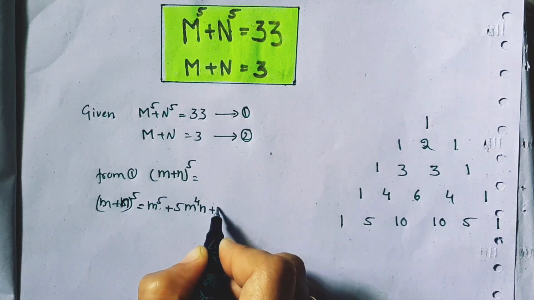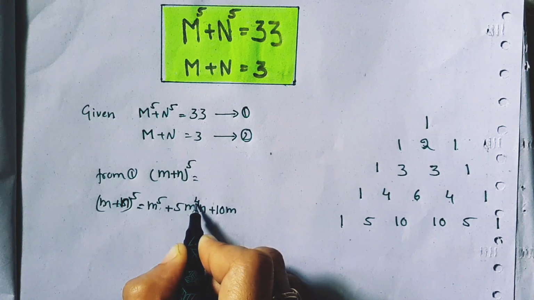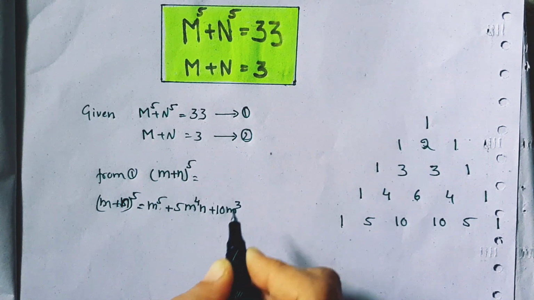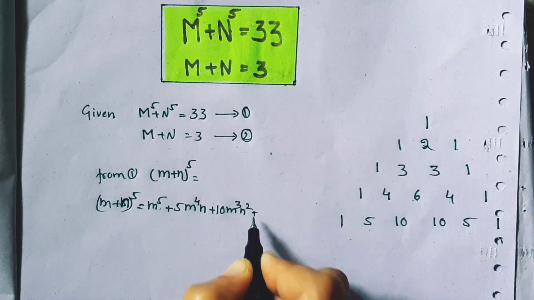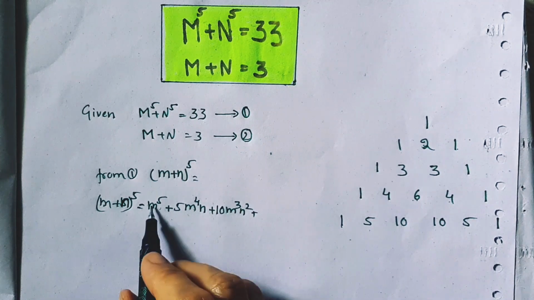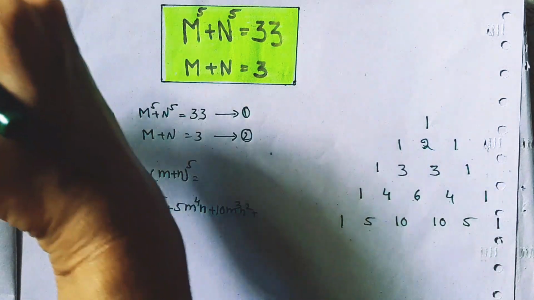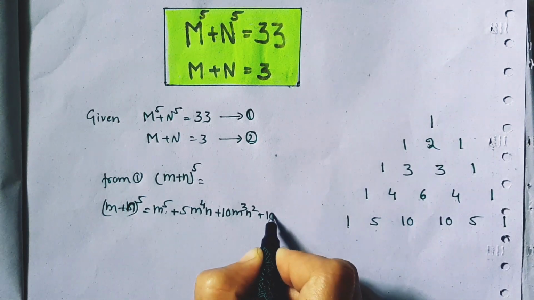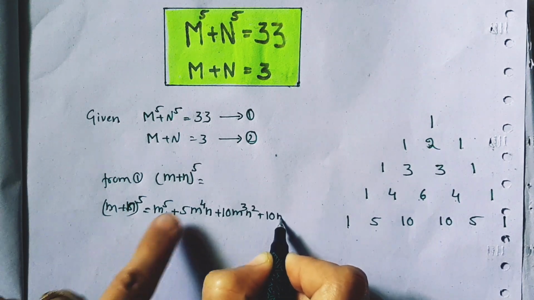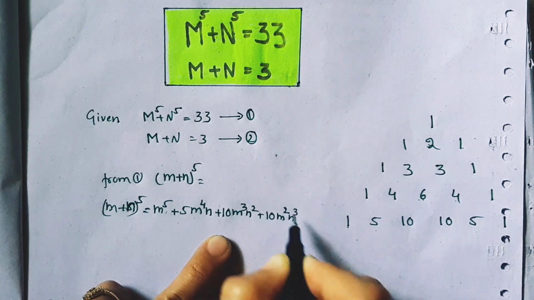Then again 10, here m power 4 is there, then here m cube, then n, here n power 1 is there, here n square. Are you getting this point? So m will be in decreasing order, whereas n will be in increasing order. Then again 10 is the coefficient, m square, then n cube is there.